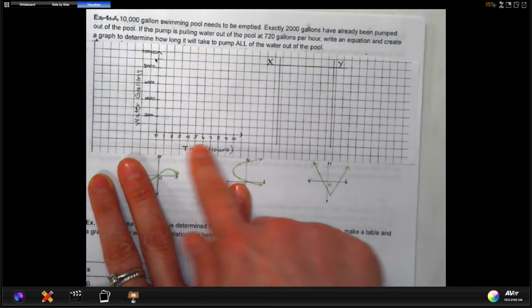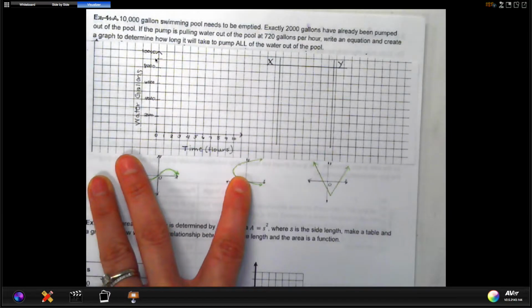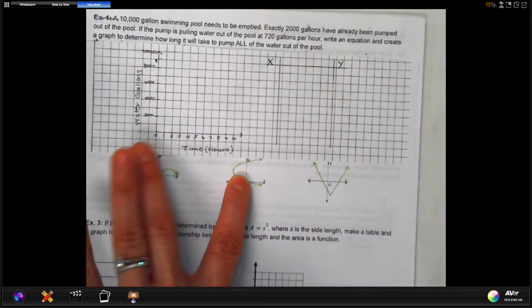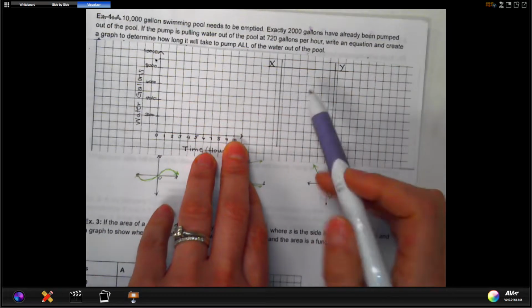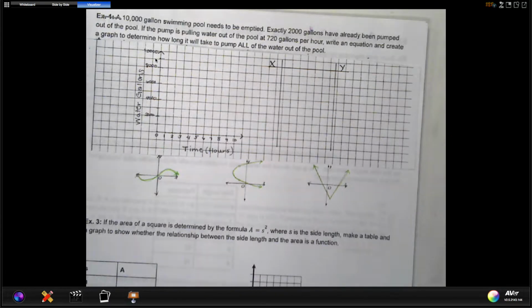We want it to go to 10 here, and we want it to go to 10,000 here on the x and y axis. Okay, and once you have your graph drawn and your table drawn, let's talk about the question. So the question today that we're starting with is a 10,000 gallon swimming pool needs to be emptied. Exactly 2,000 gallons have already been pumped out of the pool. If the pump is pulling water out of the pool at 720 gallons per hour, write an equation and create a graph to determine how long it will take to pump all of the water out of the pool.